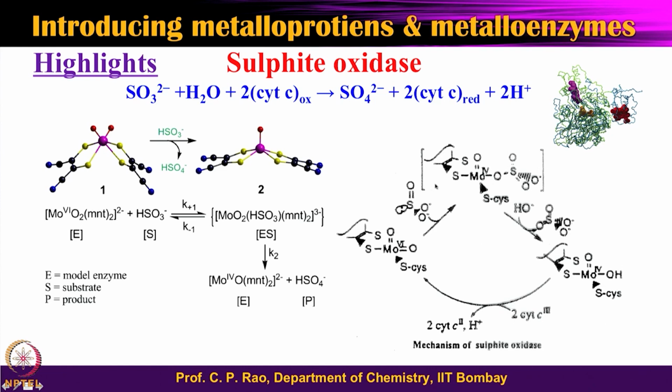In the process, the 6 will go to 4, and the 4 has to be brought back to 6 by cytochrome c3. 3 means the iron 3 plus, so it goes to iron 2 plus. So, it takes away 1 electron, and a second time takes away 1 more electron, and it goes back to 6. So, this is exactly the reverse of what happens in nitrate to nitrite and sulfite to sulfate.